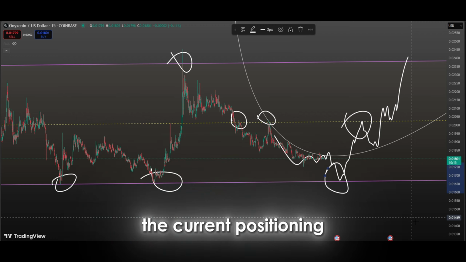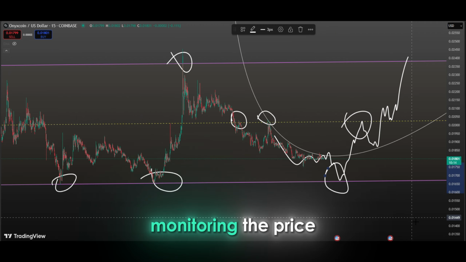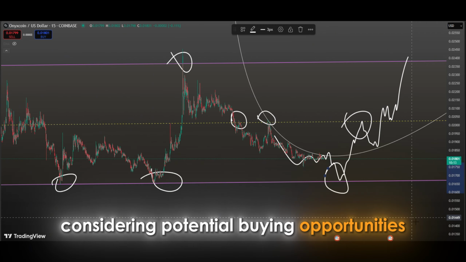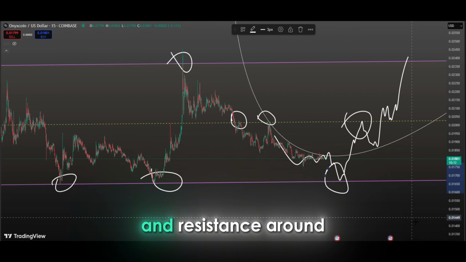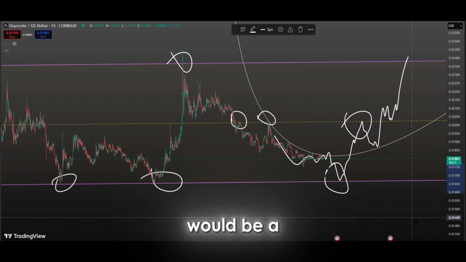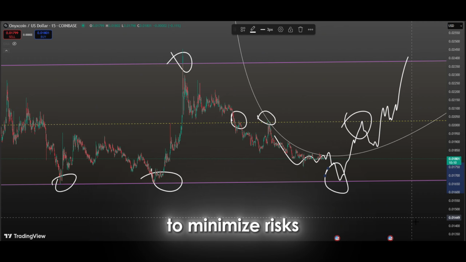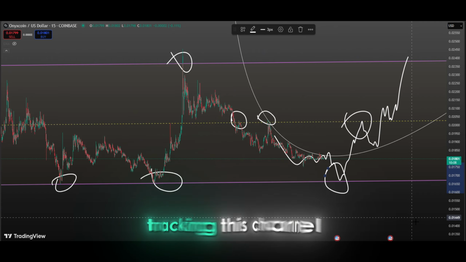Therefore, based on the current positioning, monitoring the price movement within the channel, considering potential buying opportunities near the lower band and resistance around the middle band, would be a highly rational approach to minimize risks. Tracking this channel structure is important.